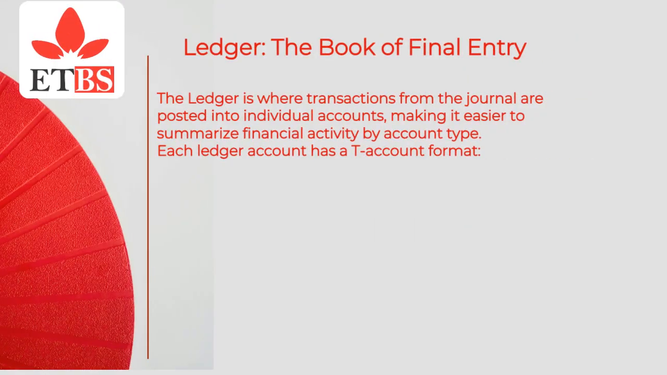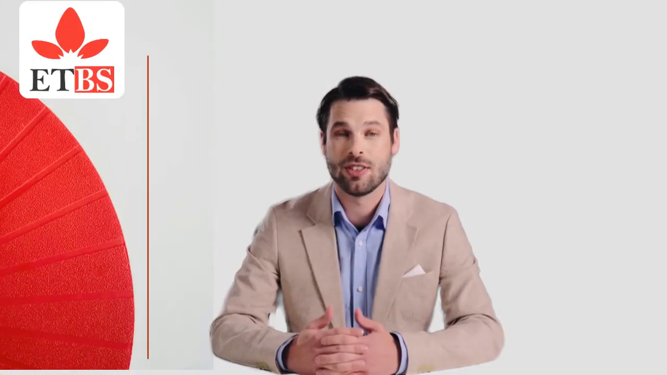Ledger, the book of final entry. The ledger is where transactions from the journal are posted into individual accounts, making it easier to summarize financial activity by account type. Each ledger account has a T account format. Cash account. Date, particulars, debit, credit. January 1st, capital introduced, 100,000. January 2nd, rent paid, 50,000.